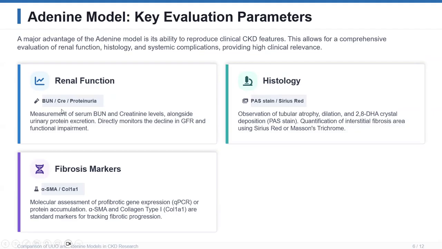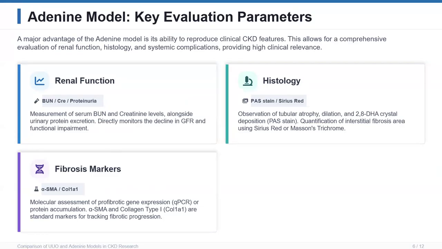The first one is renal function, measured by BUN or creatinine, also proteinuria. Measurements of serum BUN and creatinine levels, as well as urinary protein excretion, directly monitor the decline in GFR and functional impairment. Another marker is a fibrosis marker, such as alpha-SMA and collagen 1A1.